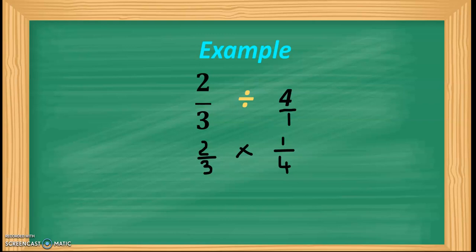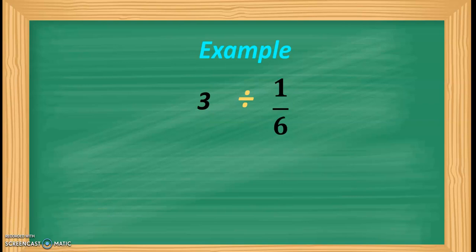Now when I multiply 2 times 1, I will end up with 2. And when I multiply 3 by 4, I will end up with 12. Now do you think this can be simplified? Yes, very good. We can use 2. I can simply say 2 into itself goes 1 time, and 2 into 12 goes 6 times. Very good.